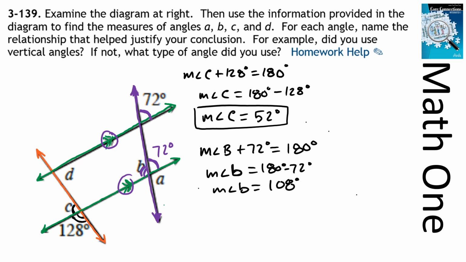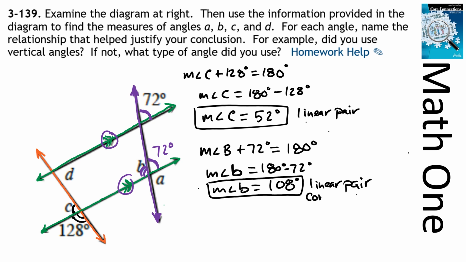Well, that's true because why? I haven't put my reasons down for anything yet. This is true because it's a linear pair. In fact, both of these I would say are linear pairs. That happened twice. This linear pair, though, needed something else. I also needed the corresponding angles. And the corresponding angles gave me the 72 down below.